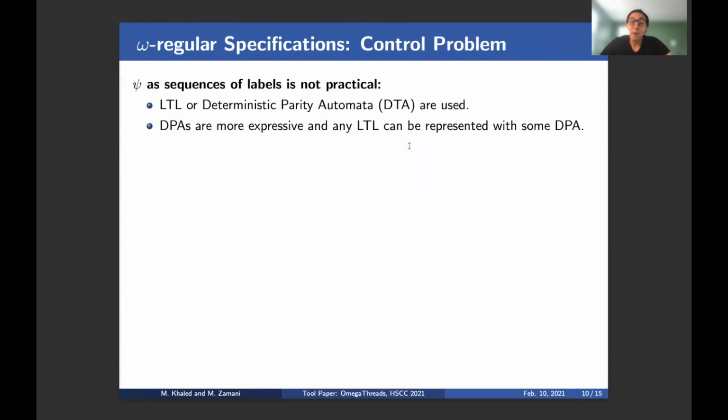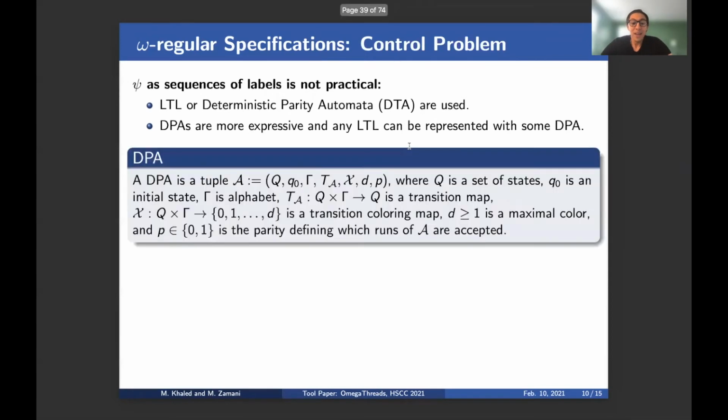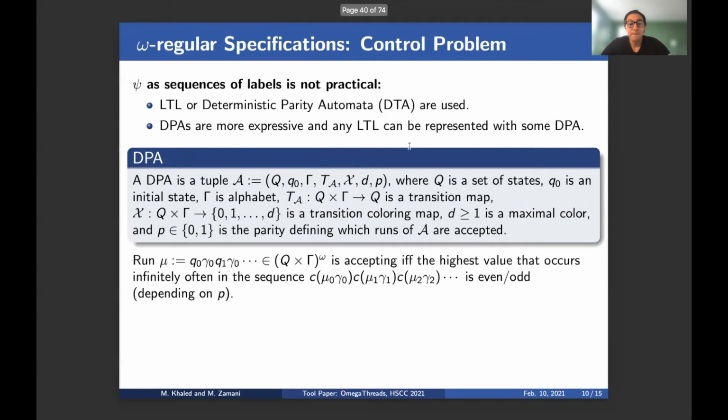Asking the user to provide their requirements in omega words is not practical. Instead, LTL or deterministic parity automata are used. DPAs are more expressive, and any LTL can be represented with some DPA. A DPA is a tuple Q, Q0, gamma, TA, X, D, and P, where Q is a set of states, Q0 is an initial state, gamma is an alphabet, TA is a transition map, X is the transition coloring map, D is the maximal color, and P is the parity defining which runs of A are accepted. A run mu is accepting if and only if the highest value that occurs infinitely often in the sequence of color transitions is even or odd, depending on P.